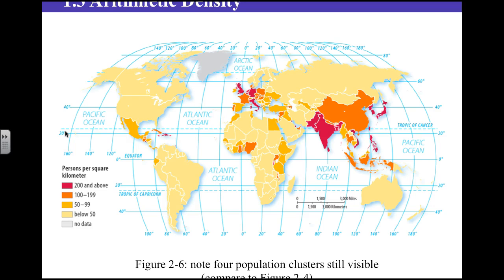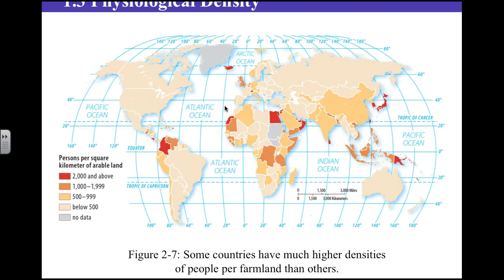This just shows you maps, of course. With arithmetic density, you're still going to be able to see the 4 population clusters. They're still going to be very prominent here. Physiological density, like I said, is going to give us more insight. As human geographers, we might be more concerned about certain countries that have a really high physiological density, because we may be a little concerned: do they have enough resources, enough arable land to support the fact that 2,000 plus people are clumping onto a square kilometer of land?